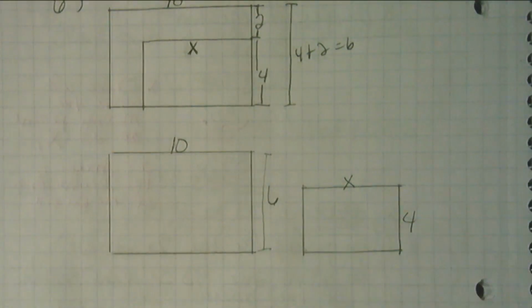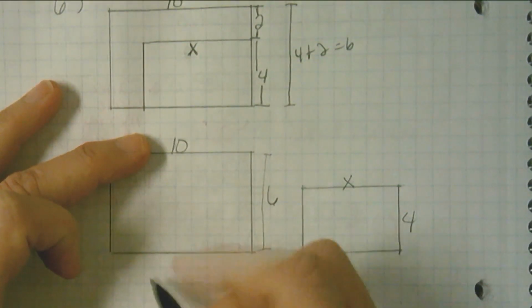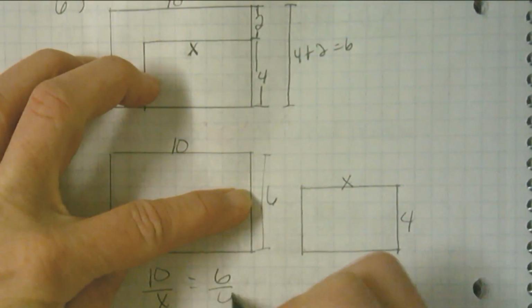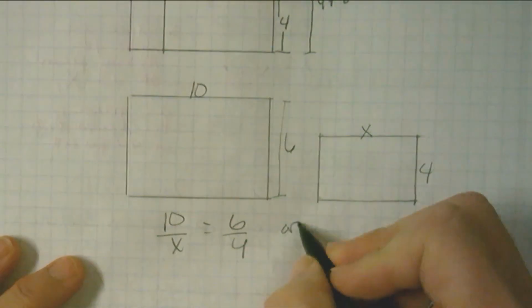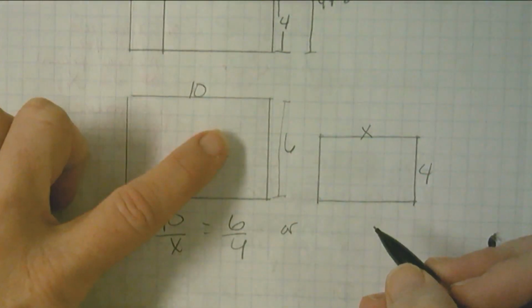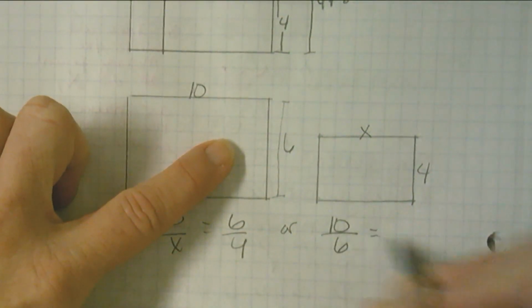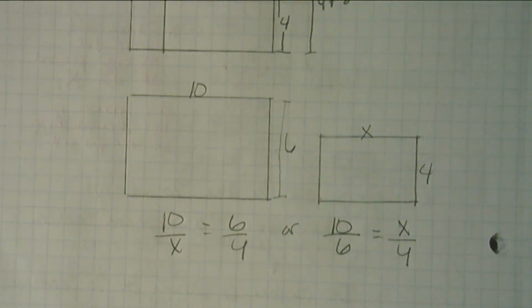So now I can go ahead and write my proportions. I'm going to write one using corresponding sides. So I have 10 over x is equal to 6 over 4. And I'm going to put or here. I'm going to write them using sides from the same shape to create our fractions. So 10 over 6 is equal to x over 4. It doesn't matter which one of those two you have. Whichever one of those, like you're like, oh, I totally get that one, then forget about the other one.